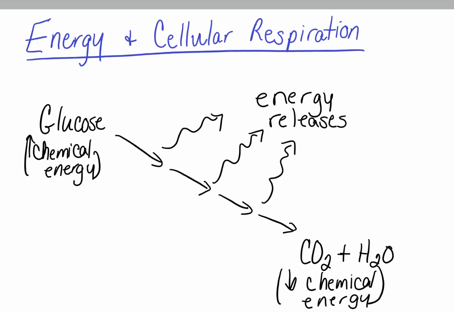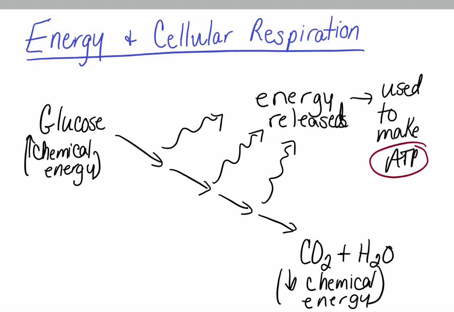This energy that is released is very important because this is the energy that's going to be used to make ATP. And as we know, ATP is the energy currency for our cells. We need ATP to do cellular work, and that cellular work can be mechanical work, chemical work, or transport work.